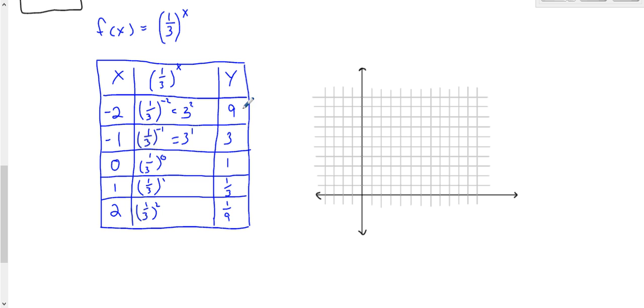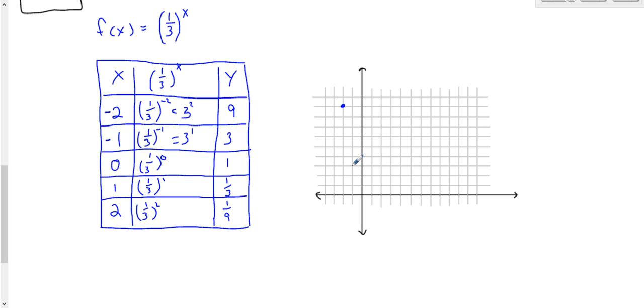Okay? Again, -2 and +2 are reciprocals of each other. The -1 and the +1 gave us reciprocals of each other, 1/3 and 3. Okay? So let's go over to -2, and we have 9. So 1, 2, 3, 4, 5, 6, 7, 8, 9.